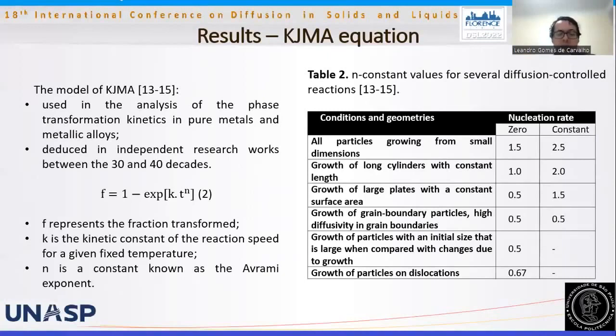The interpretation of the values of the N constant in the KJMA model leads to the identification of predominant mechanisms in reactions controlled by diffusion, as presented in Table 2. Hence, the N constant indicates the possible mechanisms of the precipitation. For example, an N constant equal to 1 could be attributed to growth of long cylinders with constant length.